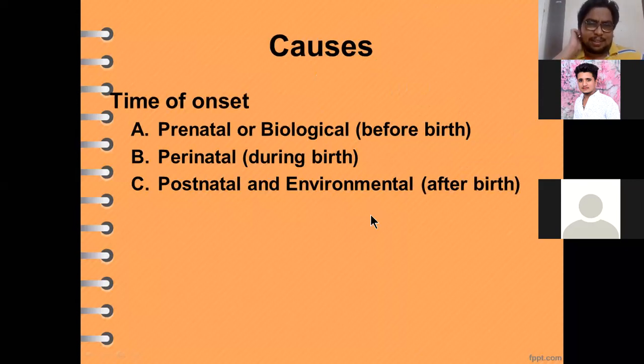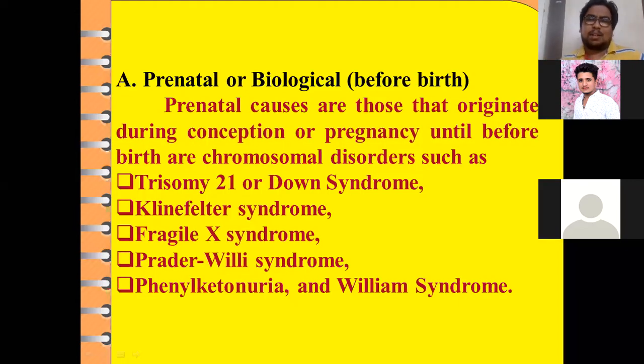First one is prenatal cause, that is before birth. So what is happening in the prenatal cause? Some of the genetic abnormalities, chromosomal disorders, play a significant role in the cause of mental retardation. For example, trisomy 21, otherwise called Down syndrome, Klinefelter syndrome, Fragile X syndrome, Prader-Willi syndrome, phenylketonuria, PKU. Main causes for mental retardation are phenylketonuria and Williams syndrome. These are the common prenatal causes for mental retardation.